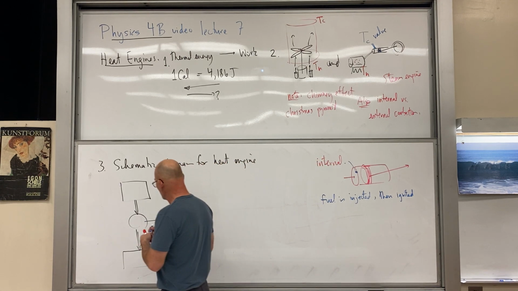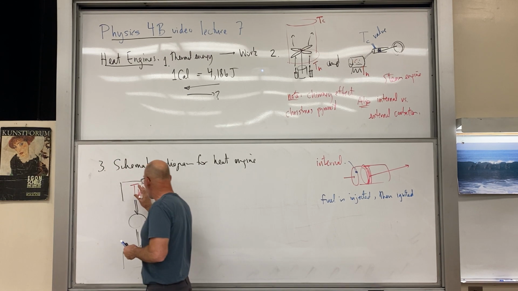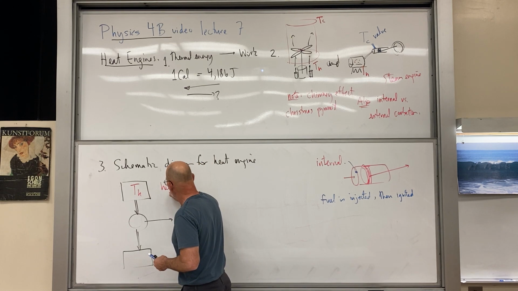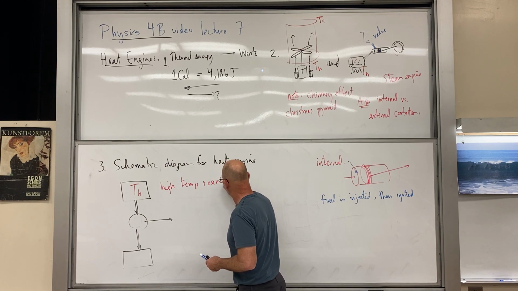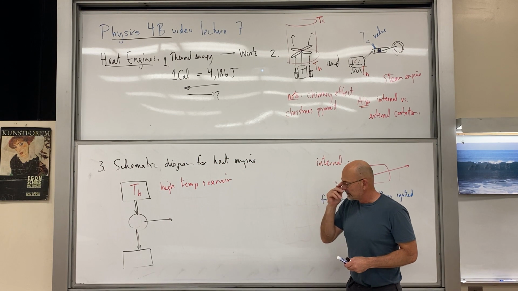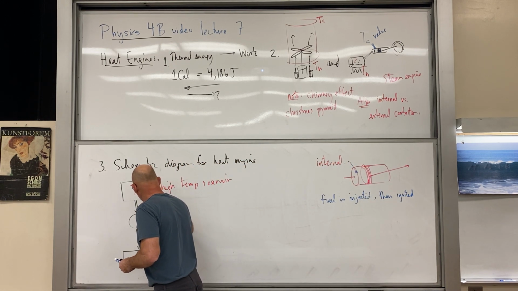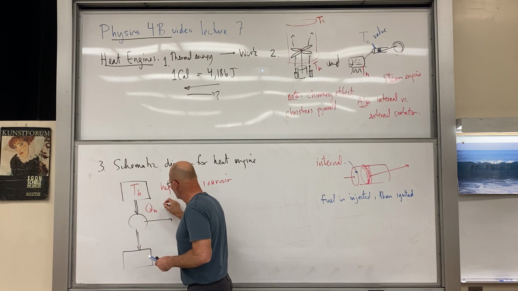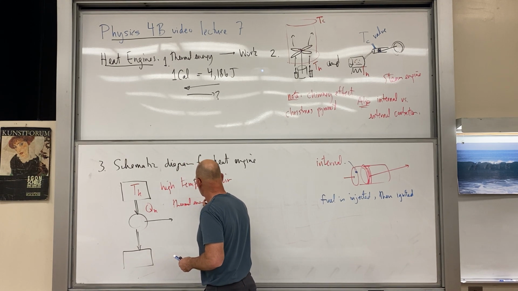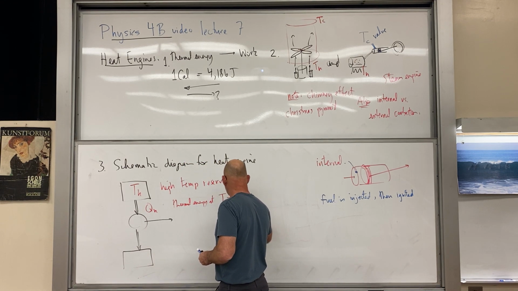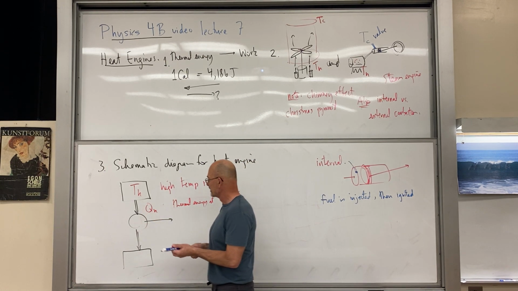So what we have here is what's called the high temperature reservoir. This is the source of a certain amount of heat, which we're going to call QH. That's thermal energy at T equals TH, and it goes to the engine. So this is the engine.